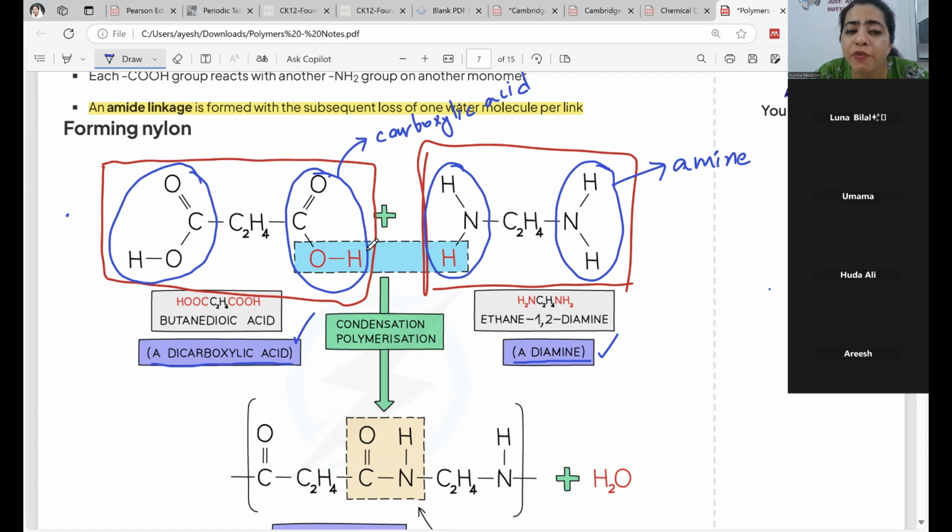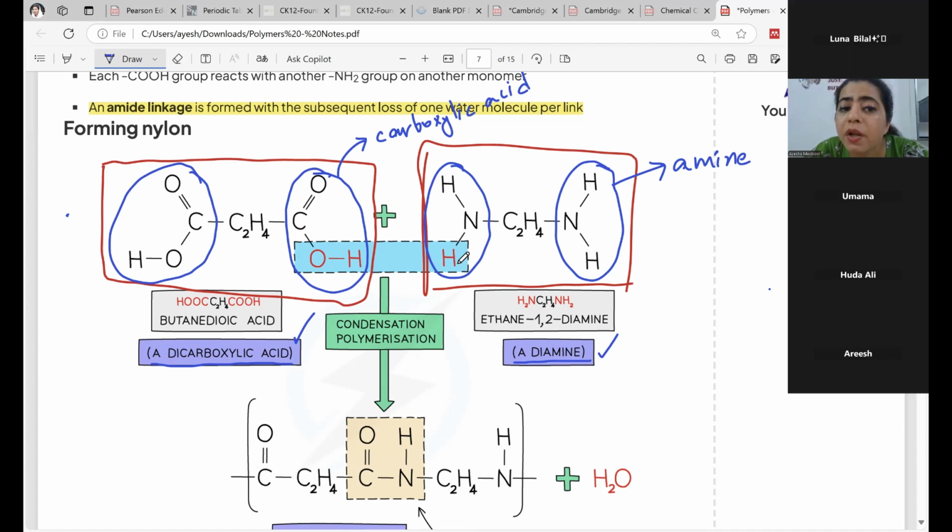Now these two have to join together to make a polymer. How can they join together? For the condensation polymer, there is a condition. When they join together, they are going to release a small water molecule as well. Only then can they join together.